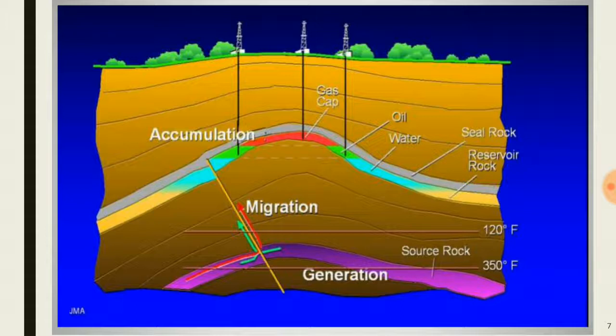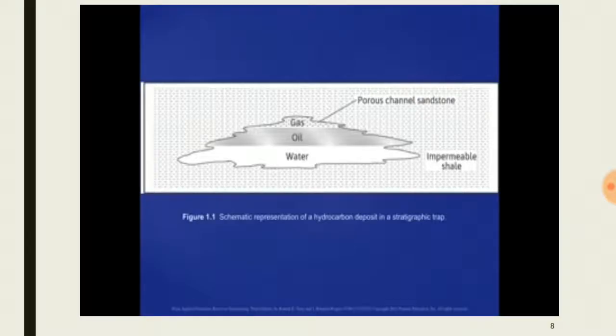As you can see here, this is an example of a field which shows a reservoir. There is oil here and water, and also there is gas. So this is one of the types of reservoir rock. Also, you can see this is a systematic representation of a hydrocarbon deposit in a stratigraphic trap.